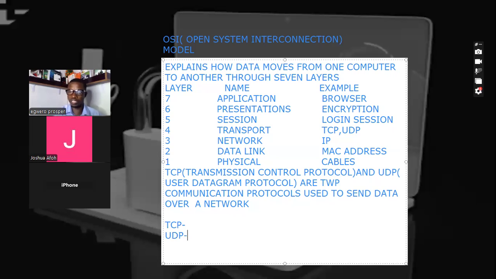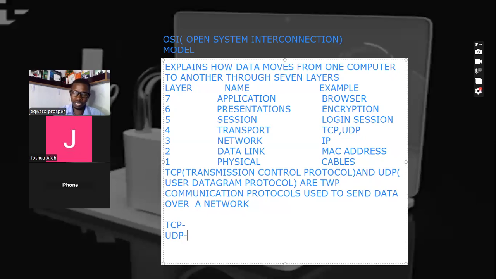Now, UDP, like I have said before, is User Datagram Protocol. And how do we define it? UDP is a connectionless protocol that sends data without checking whether it arrives successfully. You see the application now. Let me take it again. I said UDP is a connectionless protocol that sends data without checking whether it arrives successfully.